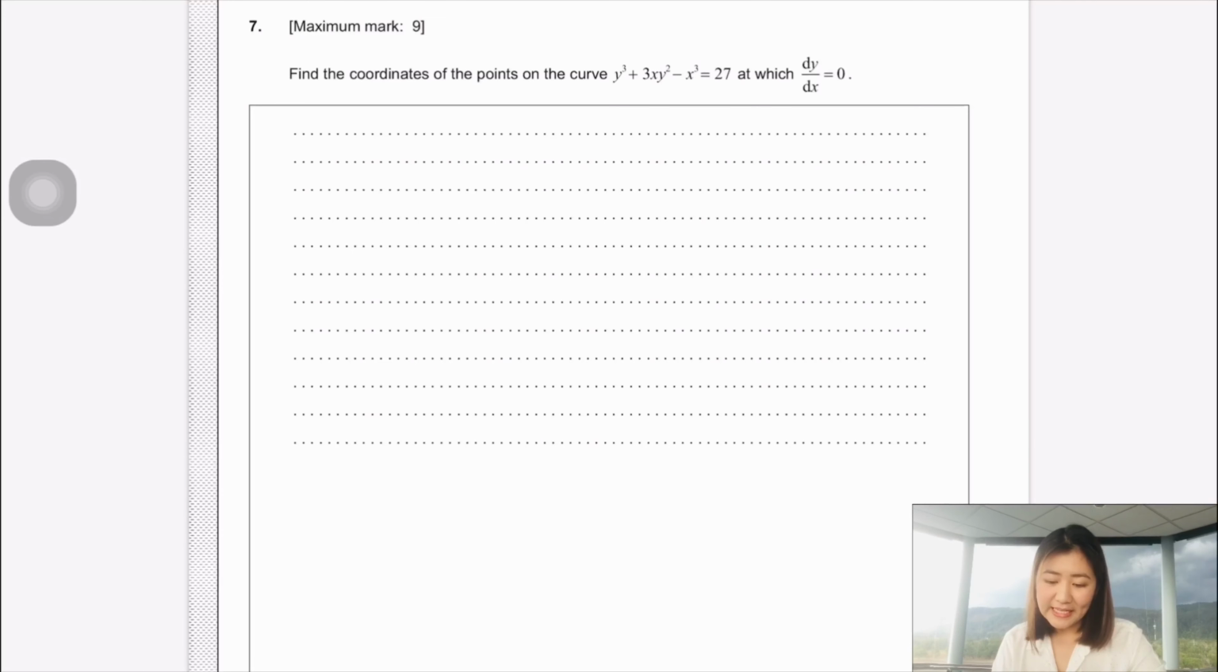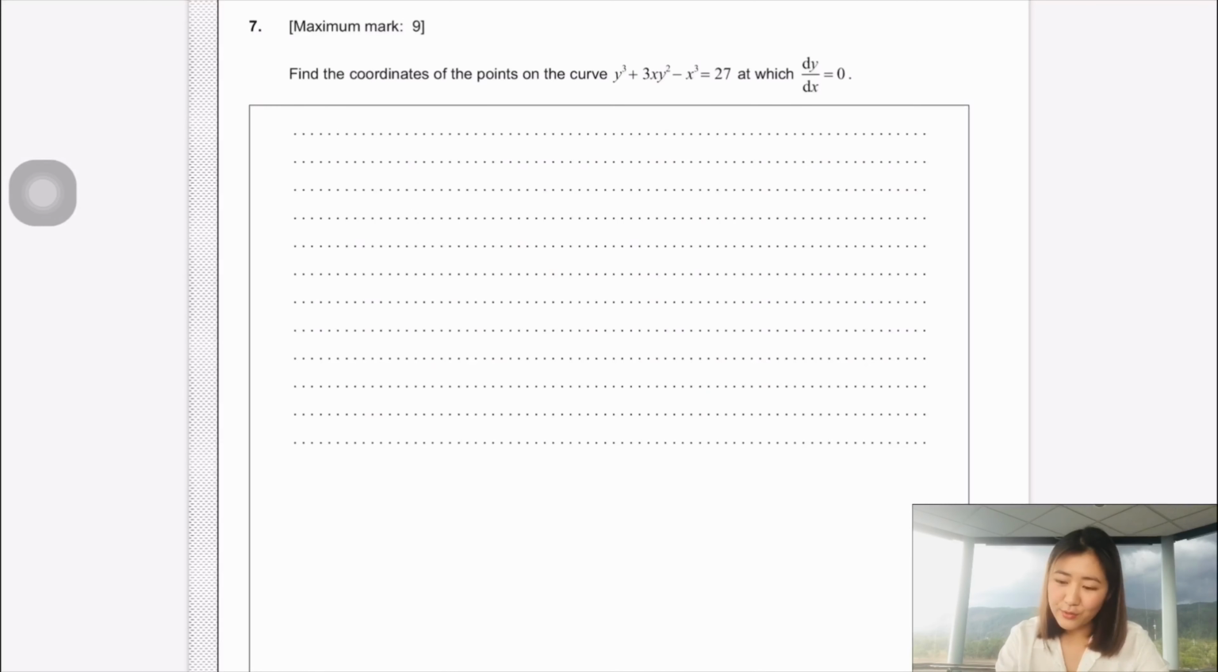Question 7. Find the coordinates of the points on the curve y cubed plus 3xy squared minus x cubed equals 27, at which dy by dx equals 0. Okay, so it's talking about dy by dx, so actually we have to differentiate it.